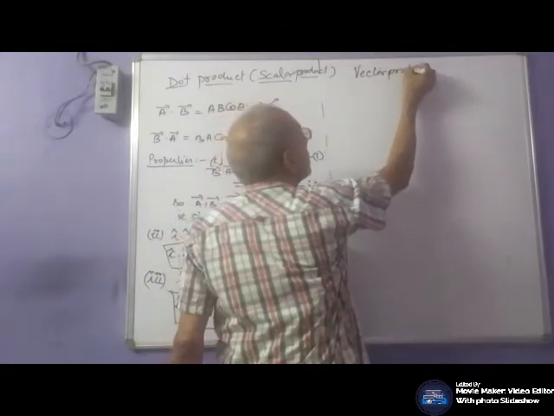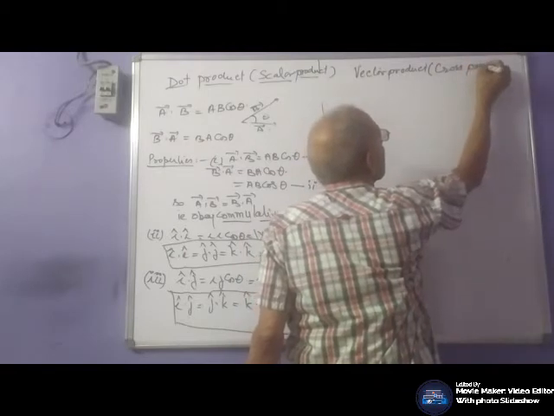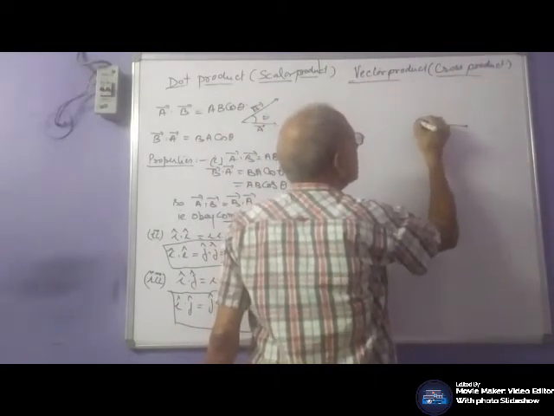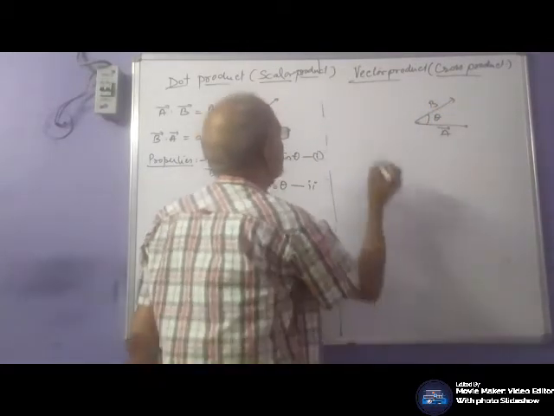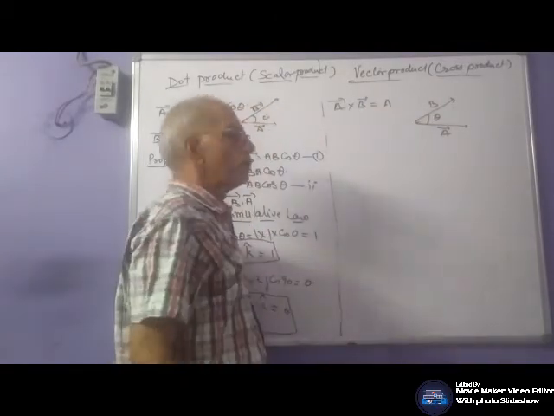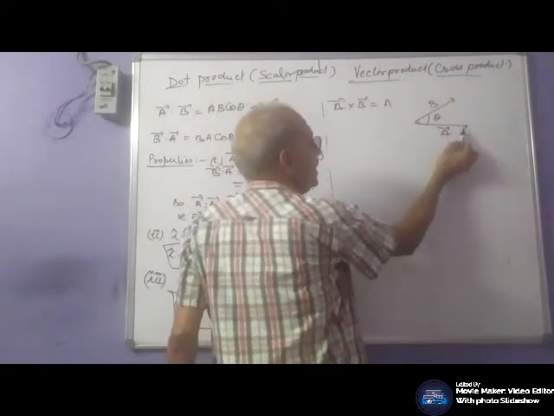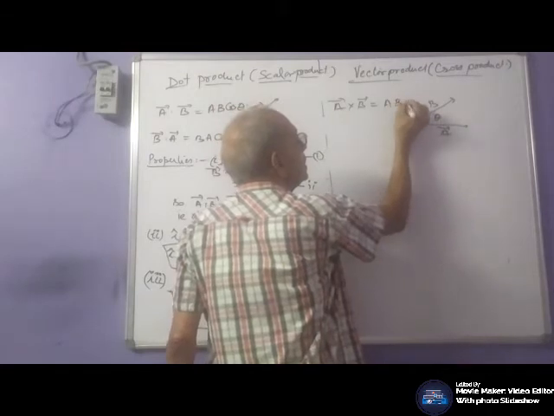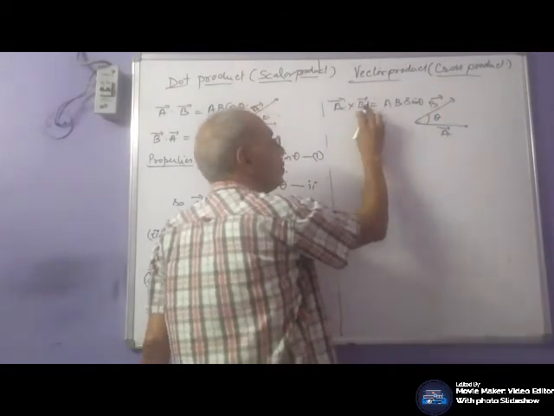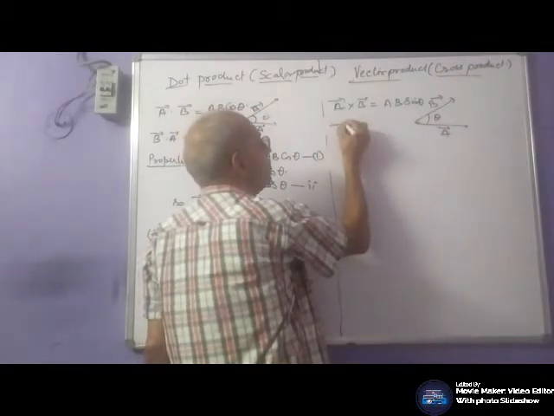Vector product, or cross product. These are two vectors, vector A and vector B, acting at angle theta. Then A cross B: A is kept as it is, and B is taken cross to A. Cross means perpendicular. Take B perpendicular to A, so it is B sin theta. Here we take B cross to A, perpendicular to A, so B cross A.